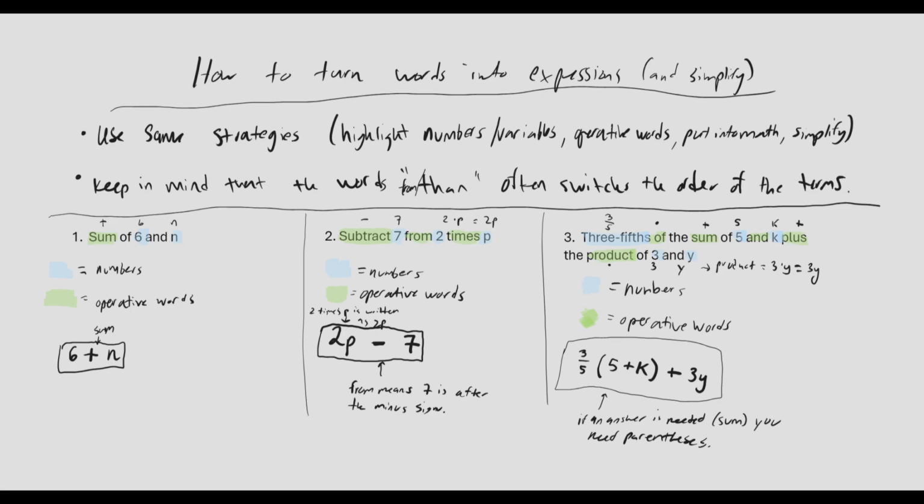So let's look at number 1. Sum of 6 and n. I highlight 6 and n to be used as numbers. I highlight the green "sum" there for an operative word. Sum means add, so I know I'm adding them. So it's saying 6 plus n.